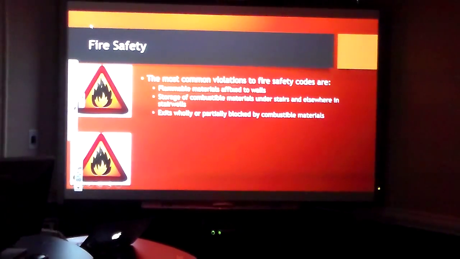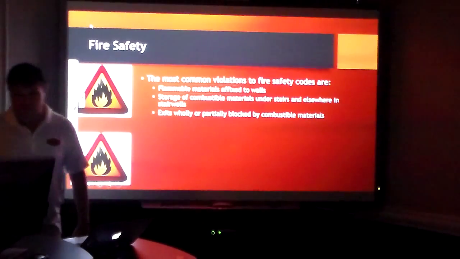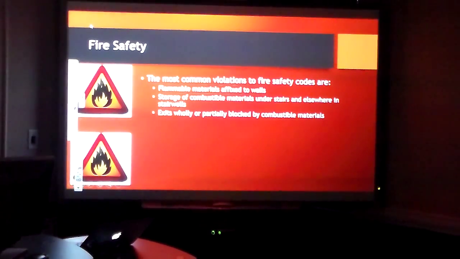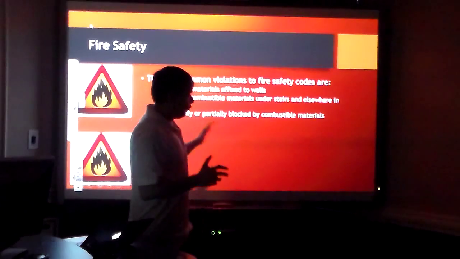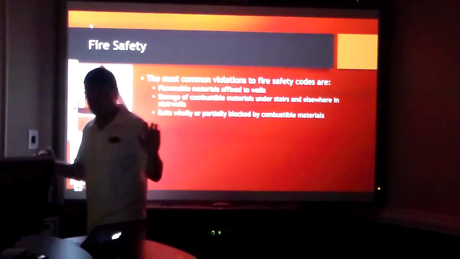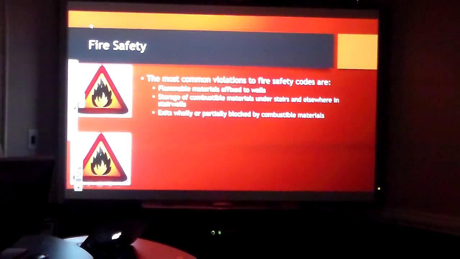So fire safety. What do we have to know about fire safety? We have to know what violates codes more than anything else. Flammable materials affixed to walls. If we have combustible materials under stairs and elsewhere in stairwells. Once again, the kids are going to get to the stairwell, so I wouldn't necessarily do that. If you've blocked exits. Remember, you can block exits with materials, but you don't necessarily block exits with people.